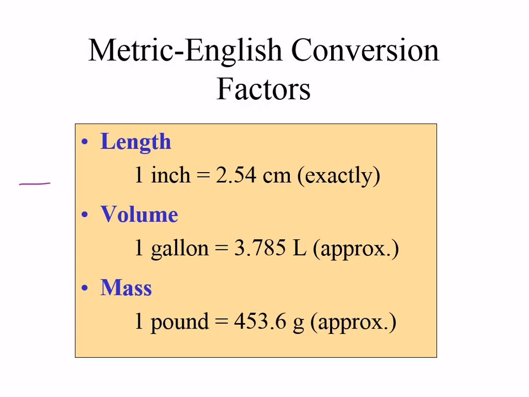Now, what does exact mean? By definition. Exact certainty. So we have absolute certainty. Those other 2 are approximate.